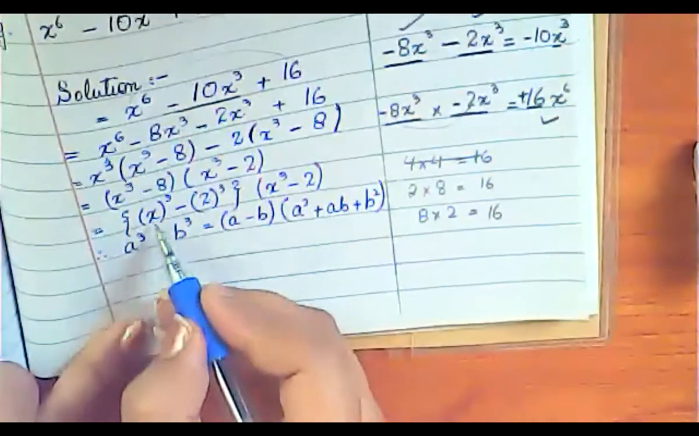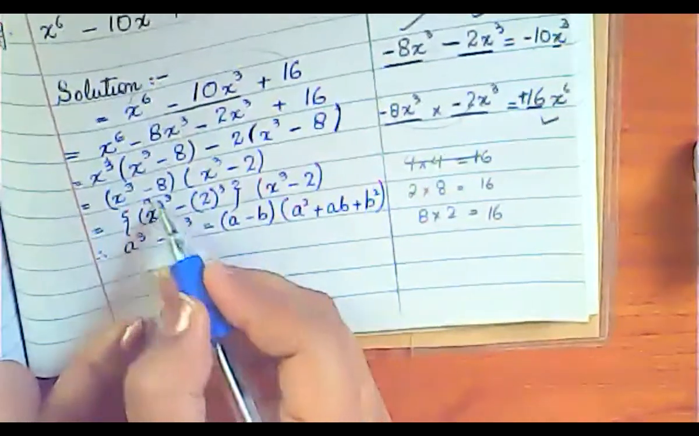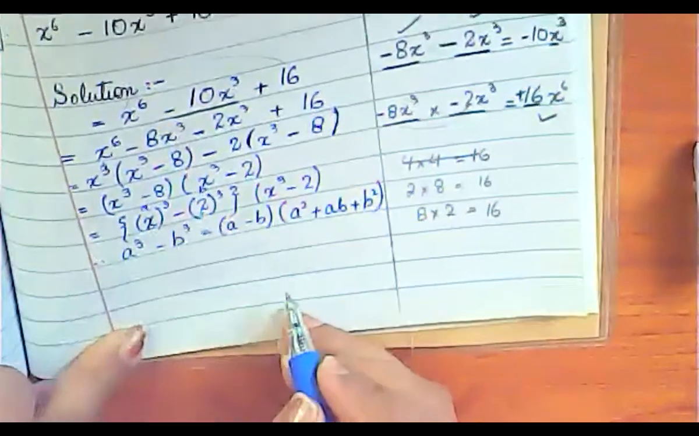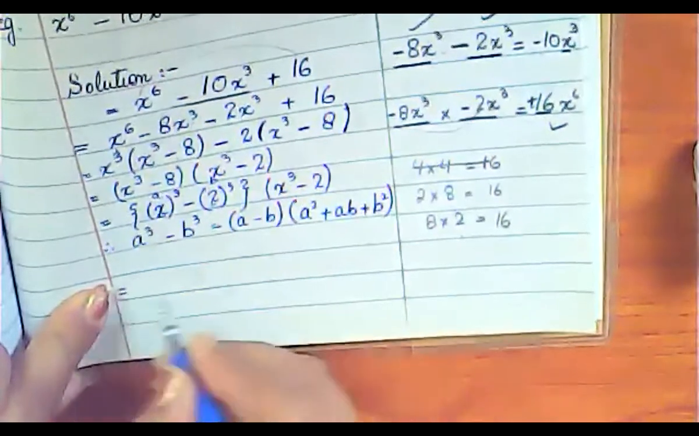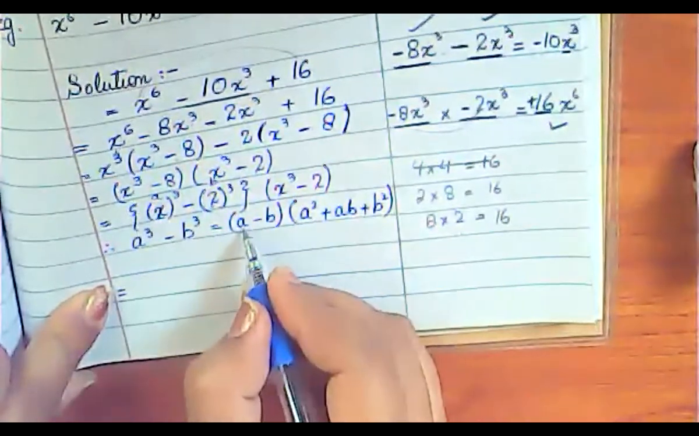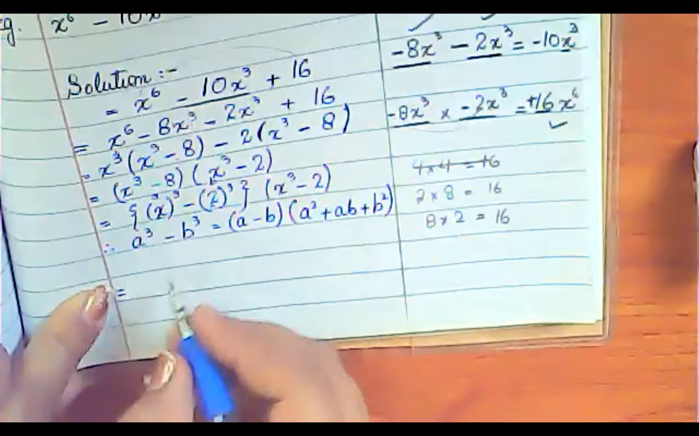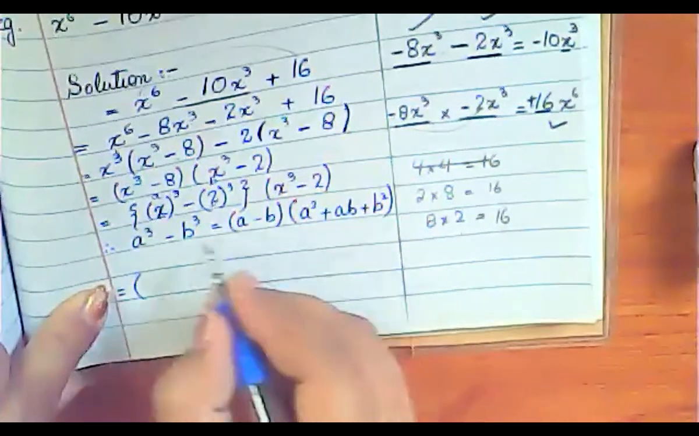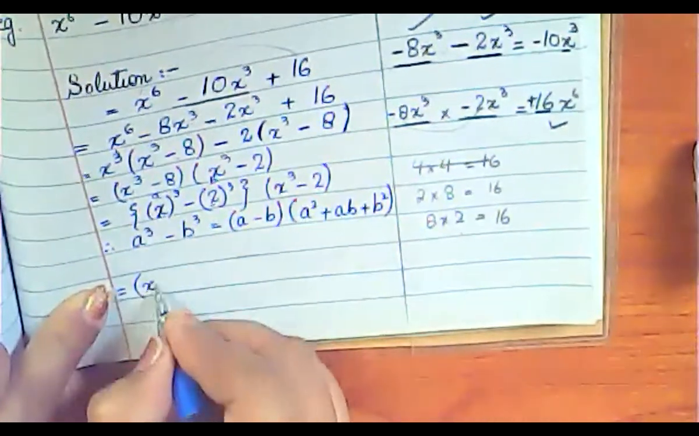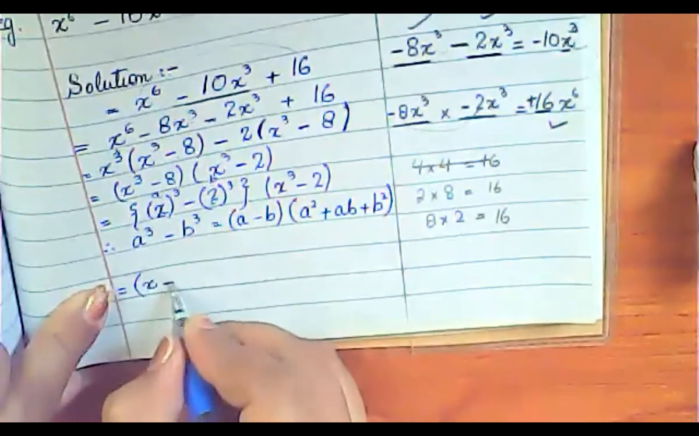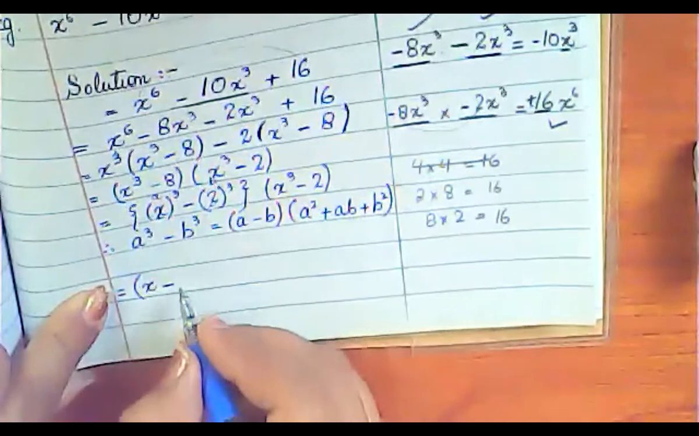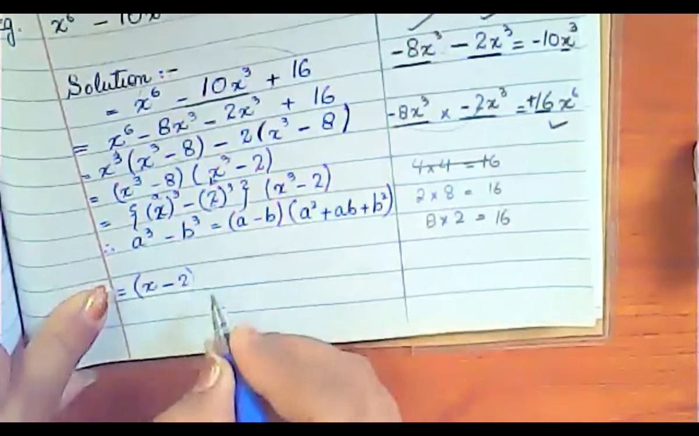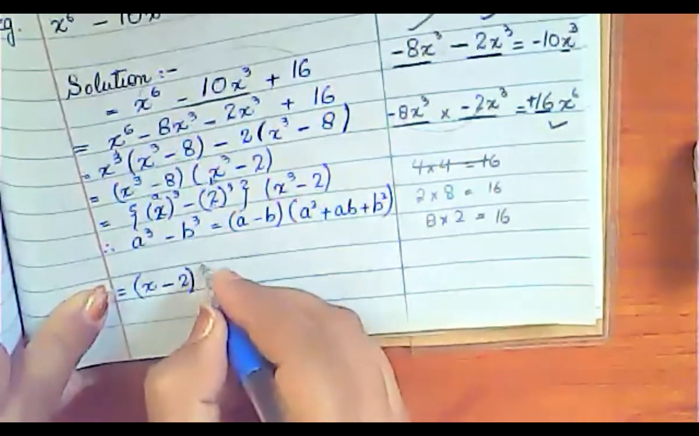So we will take x as a and 2 as b. Now this whole term is equal to what? First we will write a minus b. So term a here is x, so instead of a you will write x, then the formula's minus sign, and term b here is 2, so instead of b you will write 2. Bracket close.